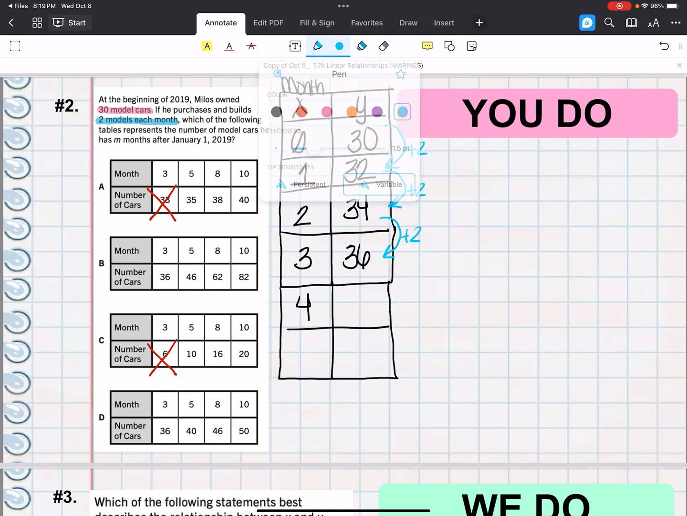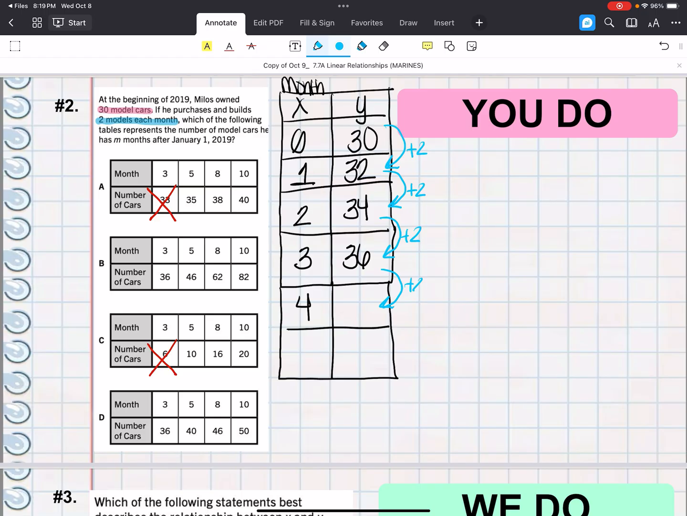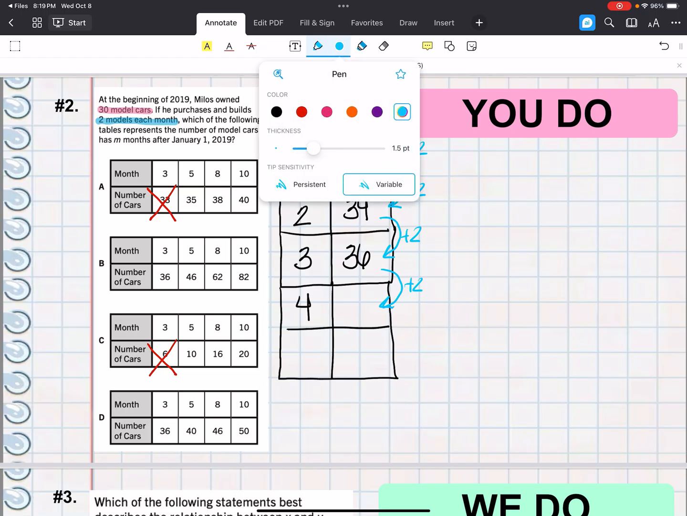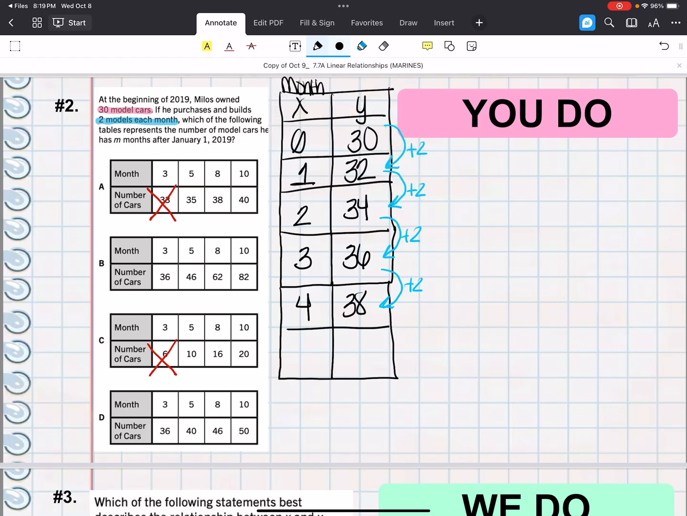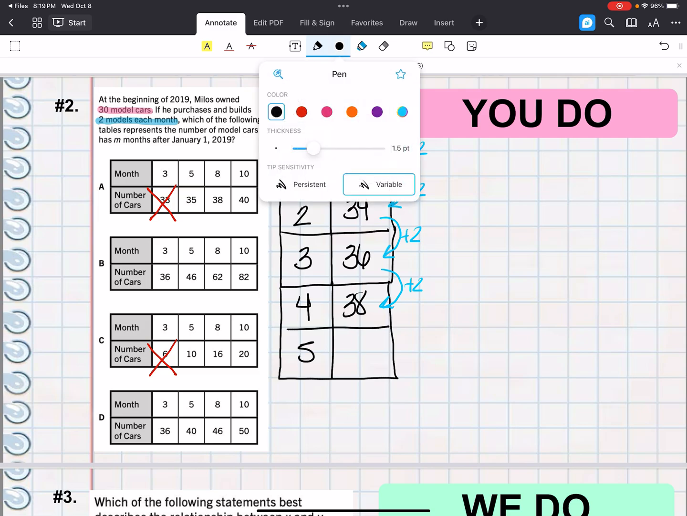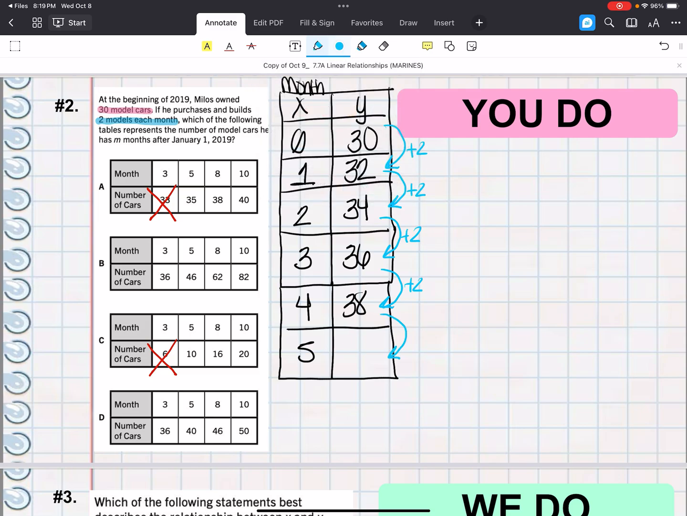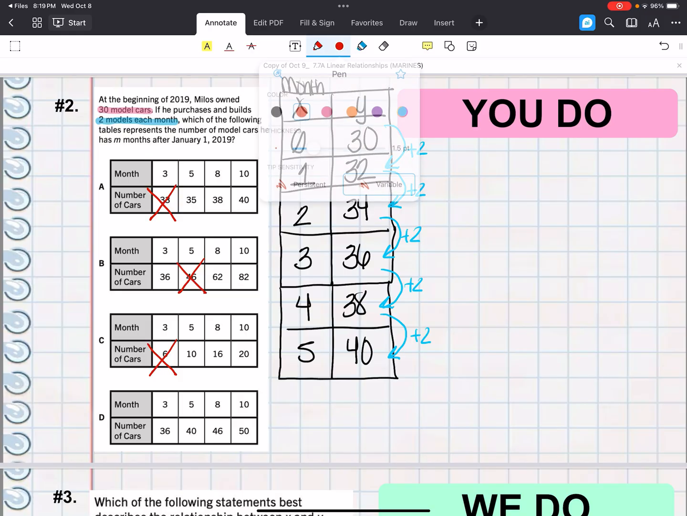4 months, 2 more cars, now giving me 38. And we add another month. Now we're at 5, giving us a total of 40. From here, now I can just eliminate B, because when X is 5, Y should be 40, giving me my answer choice of D.